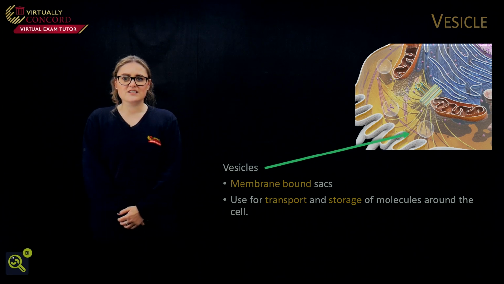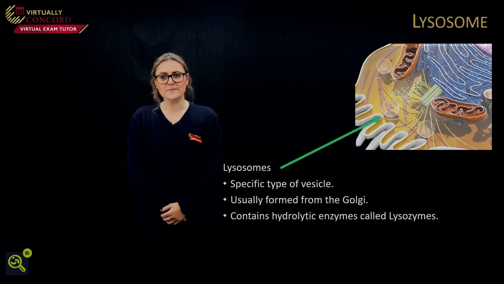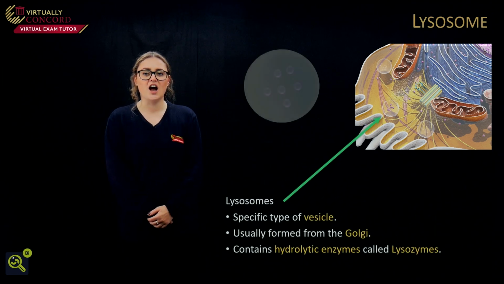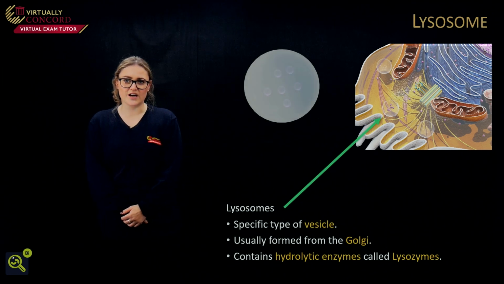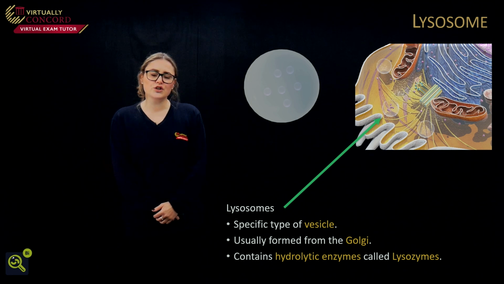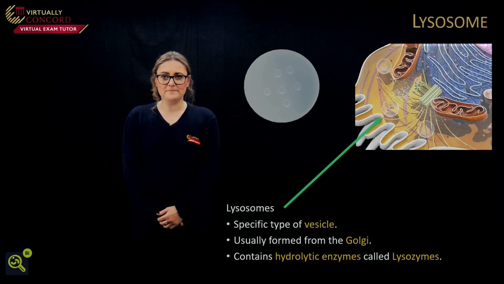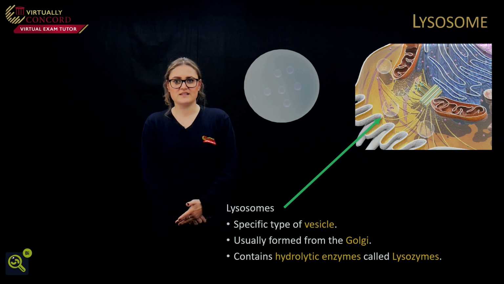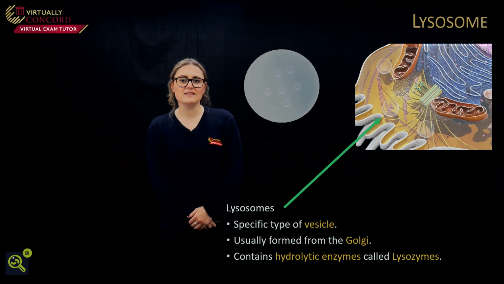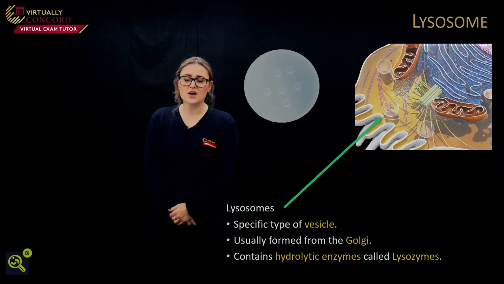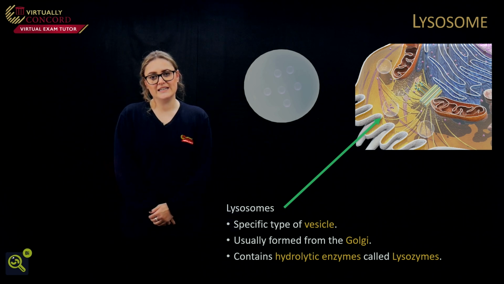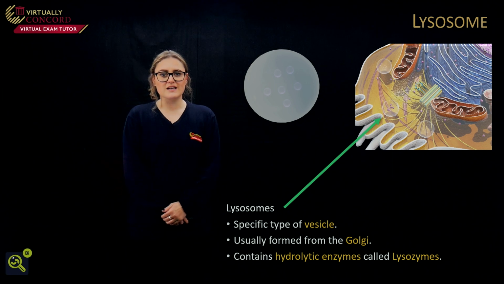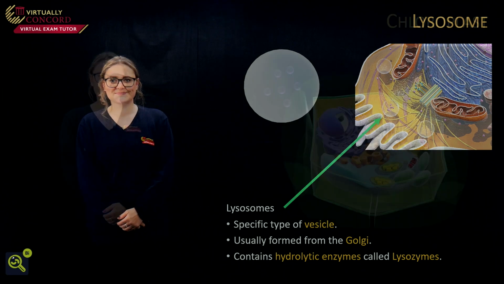Now, there's a specific type of vesicle called a lysosome. Okay, and these contain hydrolytic enzymes called lysozymes. Now, they are usually formed from the Golgi. And the cell doesn't want these lysozyme enzymes to be just freely released into the cell, or they would start digesting the internal parts of the cell, like the organelles. So they are kept in these specific vesicles called lysosomes and are only released when they are needed. Okay, so we've looked at vesicles and we've looked at lysosomes.